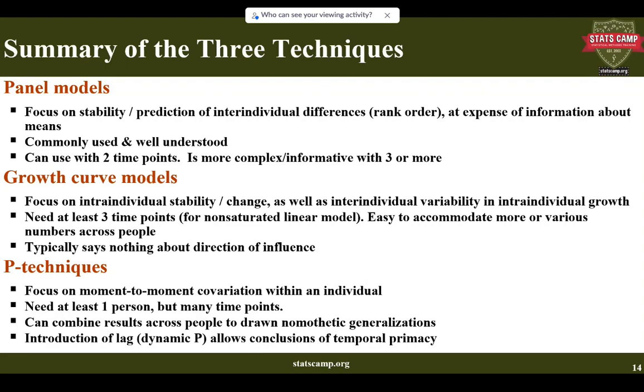But these are the 3 basic models that we'll be looking at in terms of our foundations of longitudinal modeling.